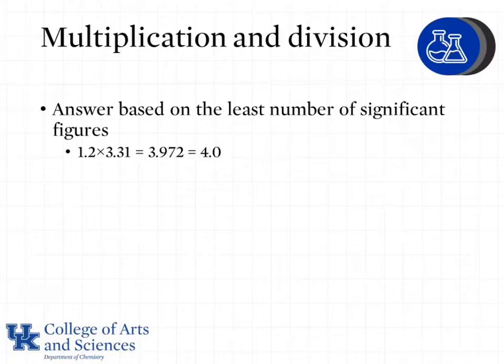For multiplication and division, the rules are different. Our answer is based on the least number of significant figures. The number 1.2 has two significant figures. 3.31 has three significant figures. And what we see in our answer is the calculator answer. We have 3.972.